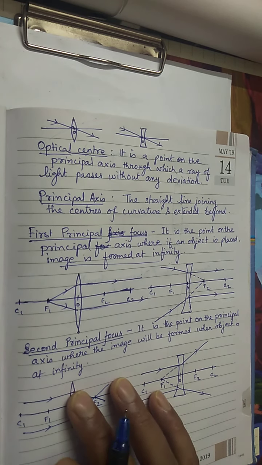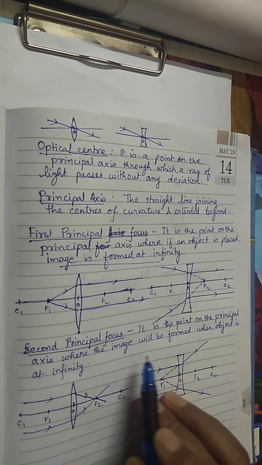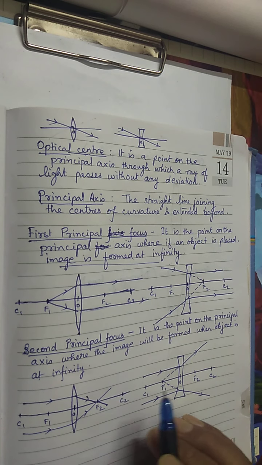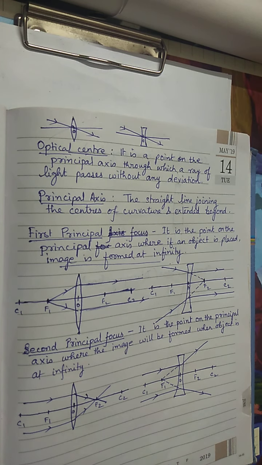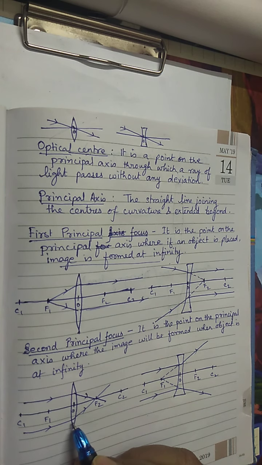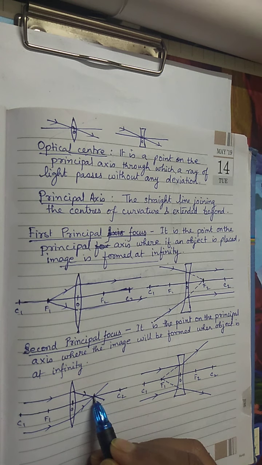Coming to the second principal focus, it is the point on the principal axis where image will be formed when object is at infinity. So the definition says that here the object is at infinity. So we have got earlier also, when object is at infinity, what kind of rays come in? Parallel rays come in. So parallel rays will come in, and wherever, after passing through the lens, the rays will meet, that means the image will be formed. That is the second principal focus.